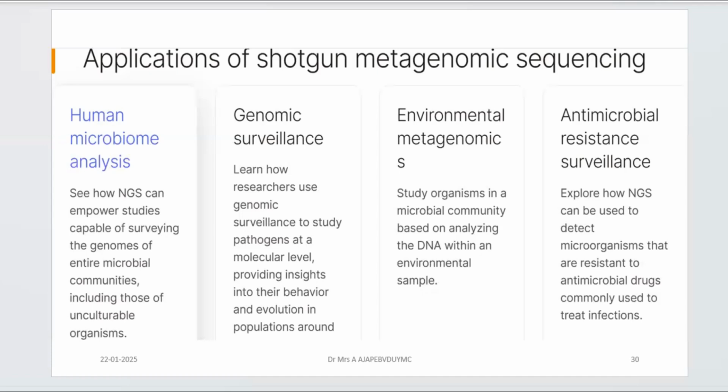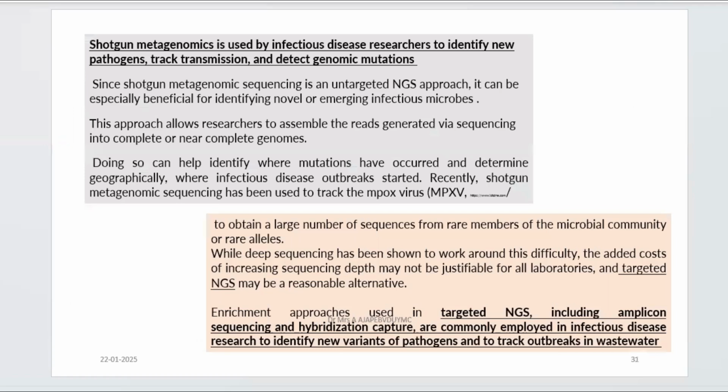Environmental metagenomic studies also can be done by analyzing the DNA within the environmental sample. Again, antimicrobial resistance surveillance can be done using this technique. So these are the four major applications I have listed here. But more than that, you have many more examples; individually, you can talk about them. Now, some more things: shotgun metagenomics is used by infectious disease researchers to identify new pathogens, track transmission, detect genomic mutations, and so on. Right? So these are the applications of the shotgun sequencing method.